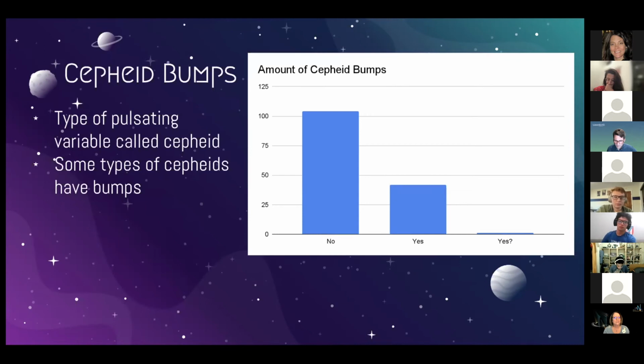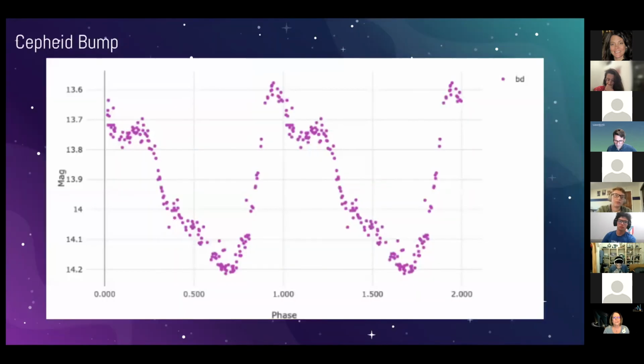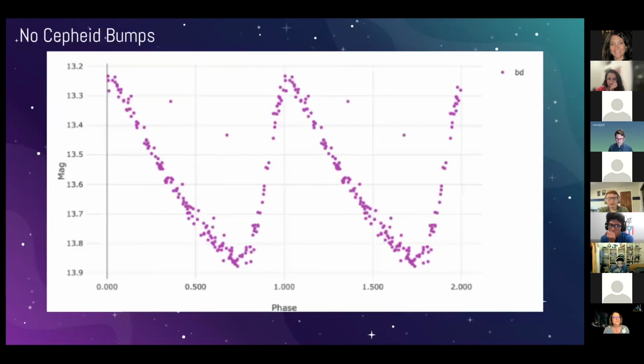So sometimes the Cepheids have bumps. This is an example of a Cepheid bump, where it goes up and then it goes down again, and then it goes up a little again for a bump, and then it goes back down. And then this is an example of a regular Cepheid. As you can see, it just goes down, up, and then back down again. No bump or anything.